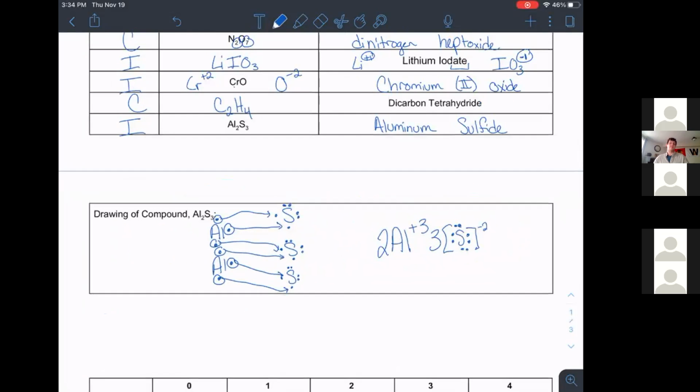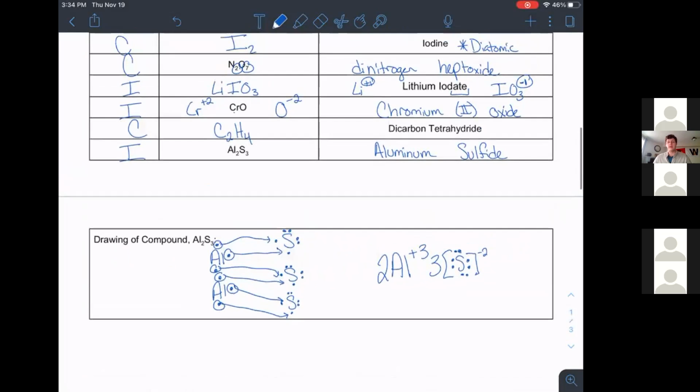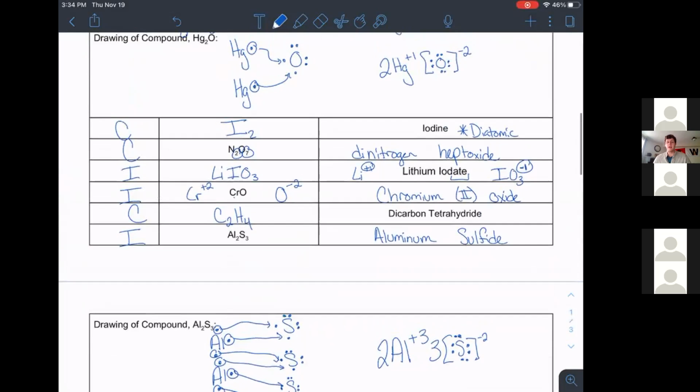Are there any questions on that? I know I went through that rather quickly. Are there any questions on any of the problems from your formative yesterday?